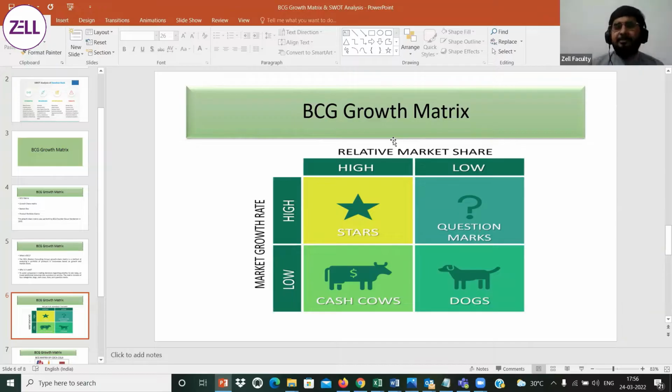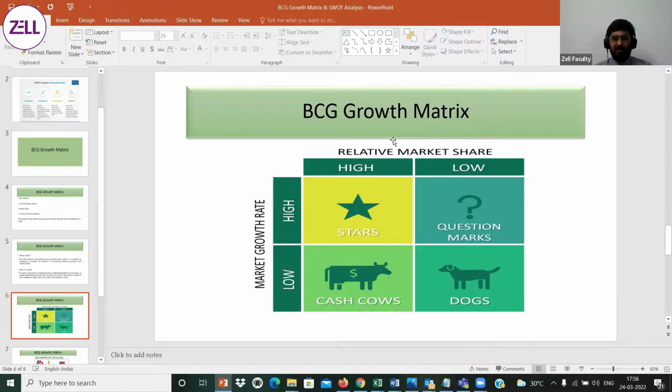That is why the term relative is used. It is your market share divided by the market share of your largest competitor. That is why it is relative. So if your market share is 20 and your largest competitor's market share is 40, you call it 0.5 generally, whereas you enjoy 20% of the market share. On the y-axis, we have market growth rate.